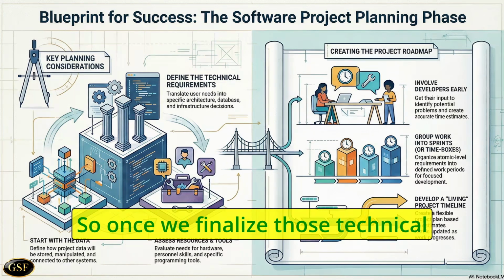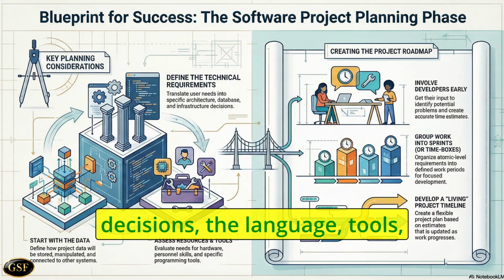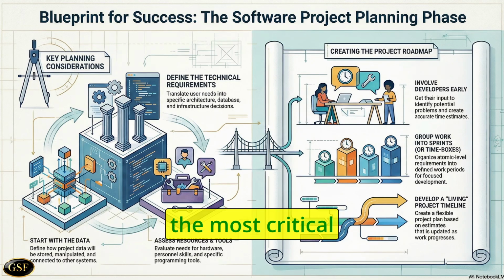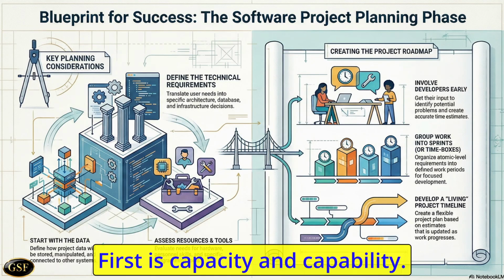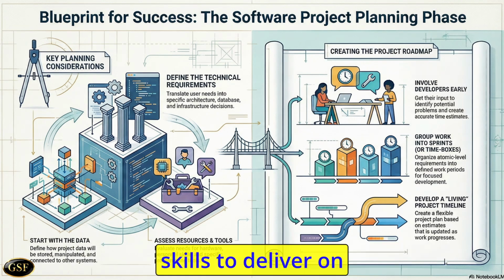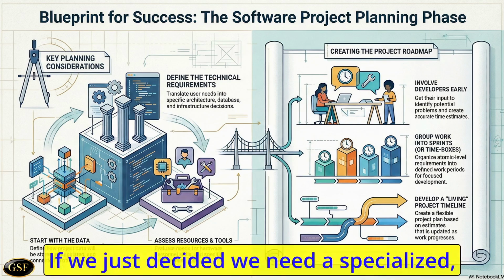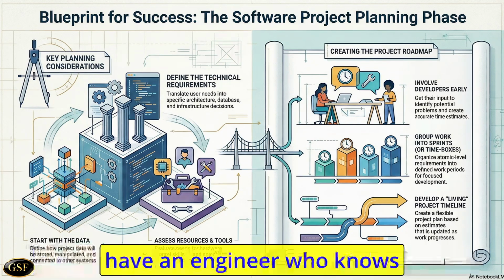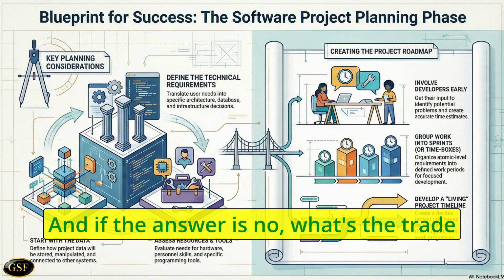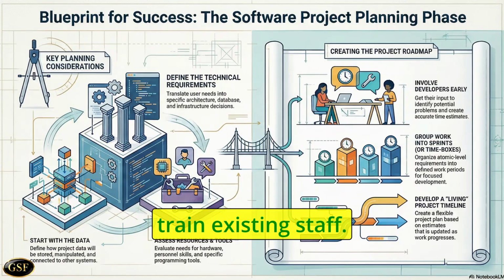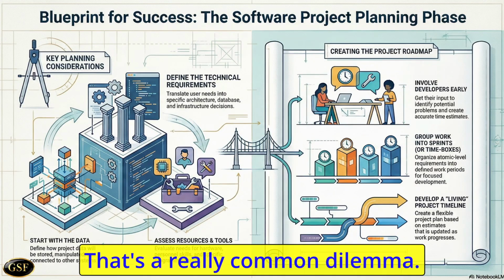So once we finalize those technical decisions, the language, tools, architecture, the focus shifts to logistics and people. What are the most critical resource questions here? First is capacity and capability. Do we have enough staff with the right skills to deliver on this architecture on time? If we just decided we need a specialized, exceptionally performant database, do we have an engineer who knows how to set up and manage it? And if the answer is no, what's the trade-off? Hire someone new. Train existing staff. That's a really common dilemma.